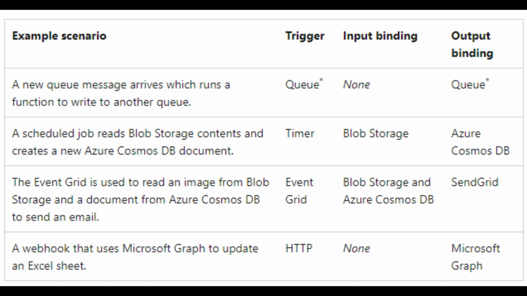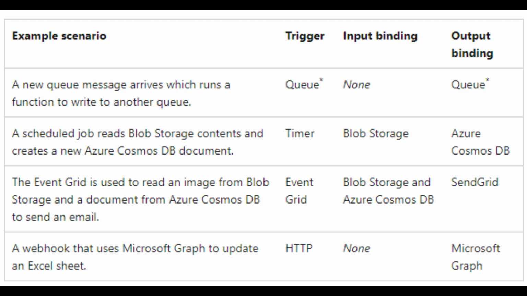SendGrid as an output binding. Let's say you want to create a webhook that uses Microsoft Graph to update an Excel sheet. In that case, we will use HTTP triggers, and the output binding for that will be Microsoft Graph. So output binding and input binding, I think you guys understand. The input binding is the source of data which is required to be read by an Azure function, and output is something where to write, right? Where to write and where to update or insert this data, that is called an output binding.